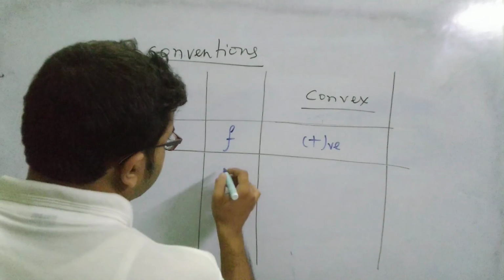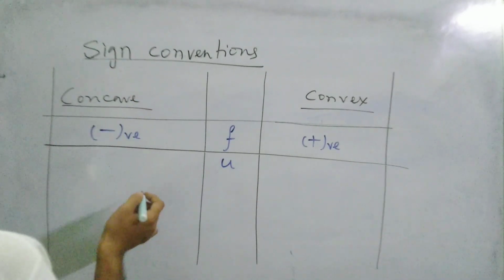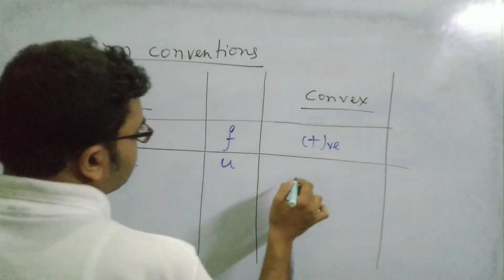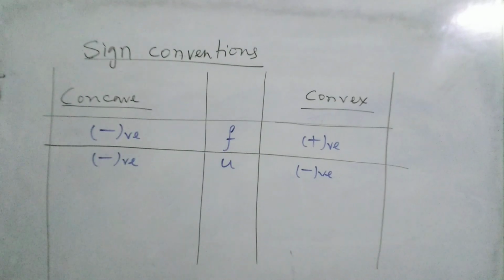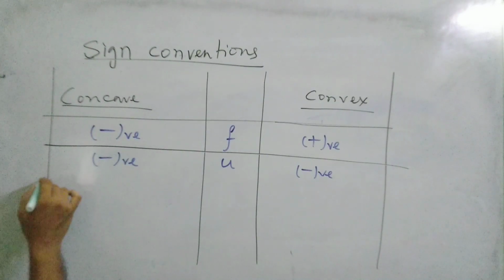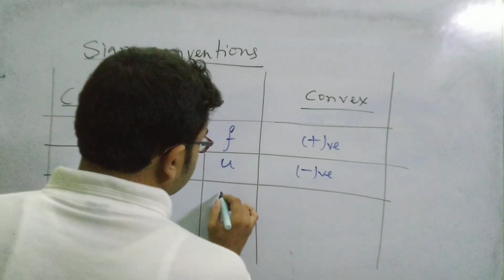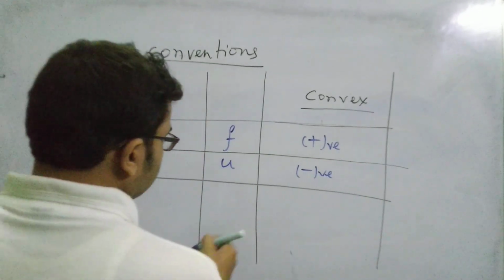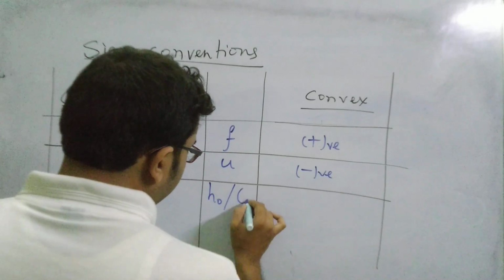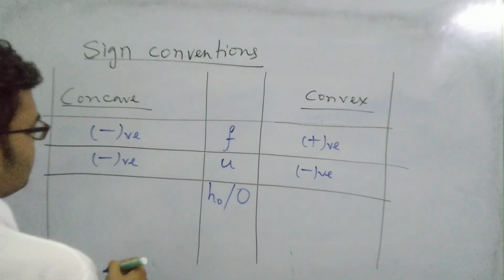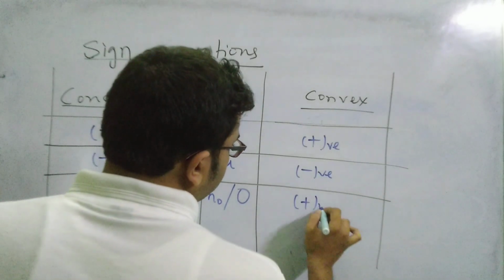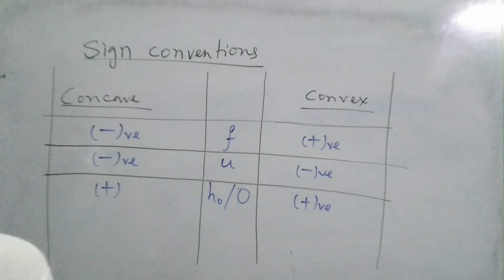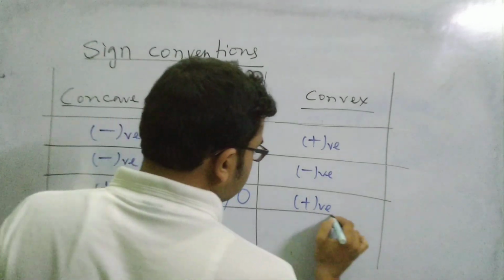Next, what about the object distance? The object distance is denoted by the letter u. Object distance for both concave and convex mirror will always be negative. Remember this. Next is the object height, denoted by h subscript o or simply o. Object height is always positive, irrespective of whether it is a convex or concave mirror.